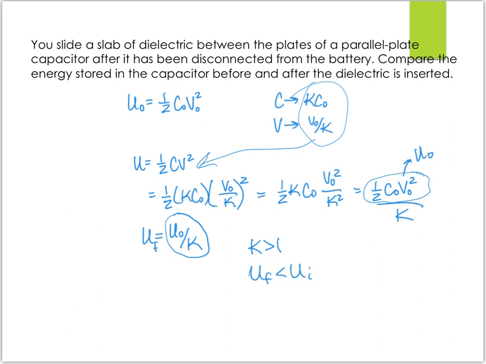Something that's interesting about this case is that because that final stored energy of the capacitor is less when the dielectric has been placed in it, it means that as you're trying to insert the dielectric, the plates will actually pull it in because it's a preferred state to be in that lower state of potential energy.